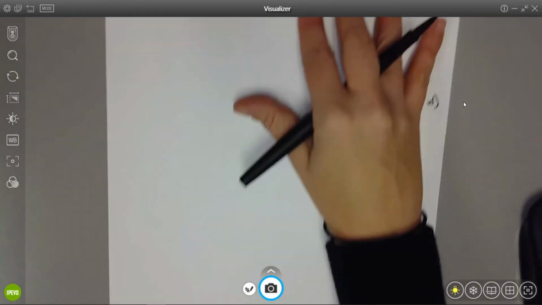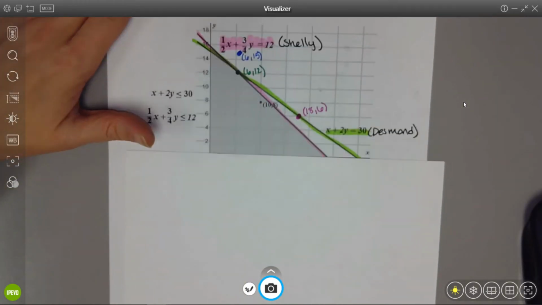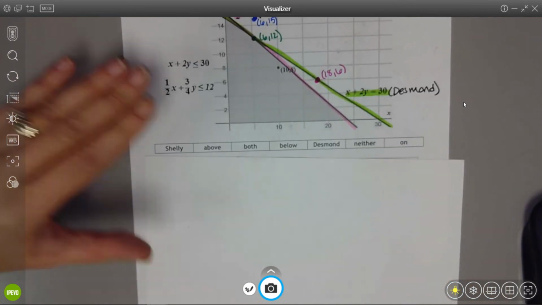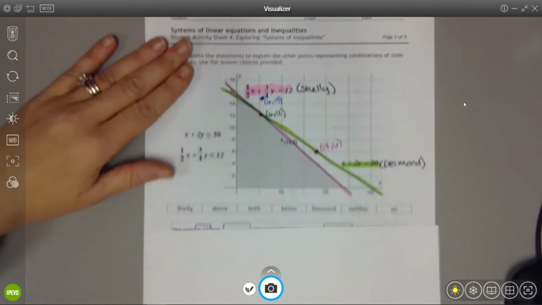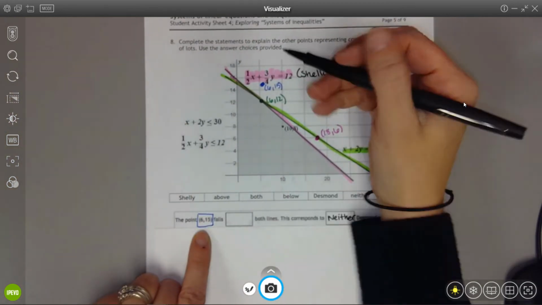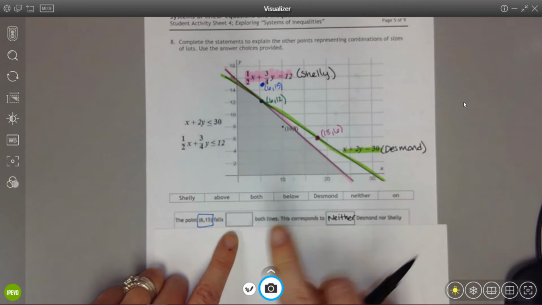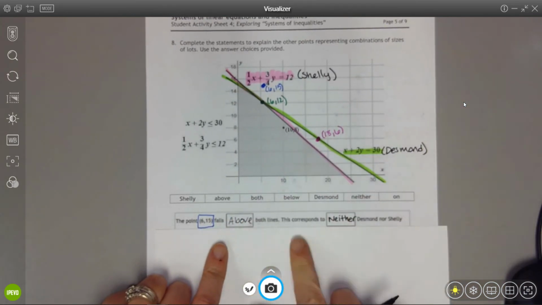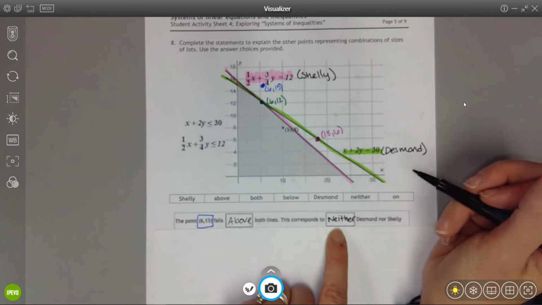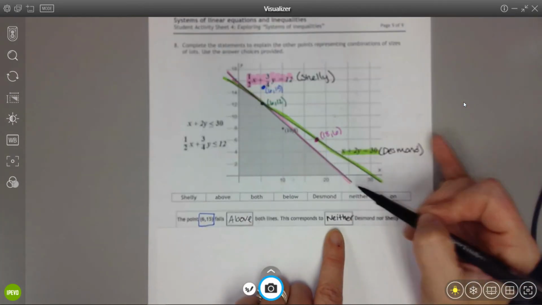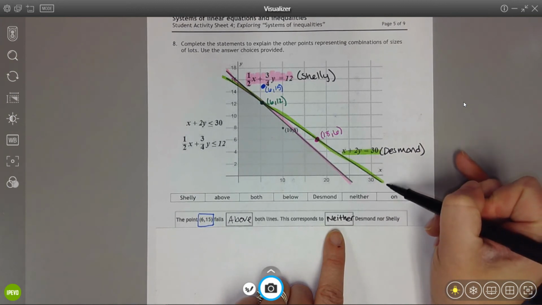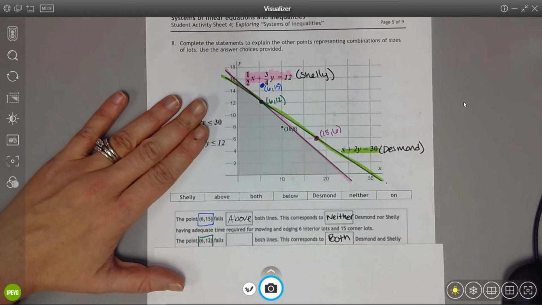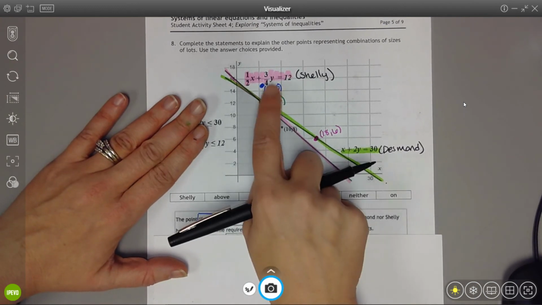Okay, so now I've got these graphs again here. They want us to fill in this information. They want to know the point (6, 15). So here's the point (6, 15). Falls where? Well, here's my two lines. So I'm going to say it falls above both lines. This corresponds to neither Desmond nor Shelly's graph. It's not true of Desmond's line and it's not true of Shelly's line. It's an outlier. Meaning neither of them have enough time to do that one.